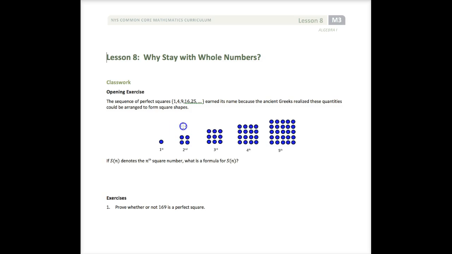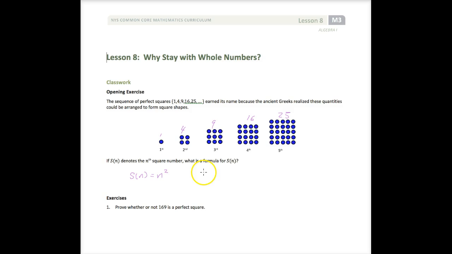I'm just going to go ahead and write these numbers here so we can think about them. We've got 1, 4, 9, 16, and 25. I'm wondering if you can see the rule. If Sn denotes the nth square number, what is the formula for Sn? Did you write Sn equals n squared? Because if you did, you're right. Good job. If you didn't, hopefully you can see that 4 is 2 squared, 9 is 3 squared, 16 is 4 squared.